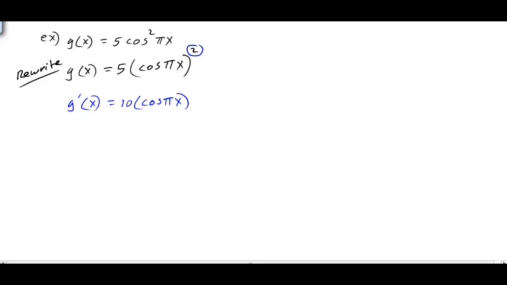Now we need to multiply by the derivative of the inside. Well, that would be the cosine pi x. So we need to take first the derivative of cosine, which would be a negative sine pi x.